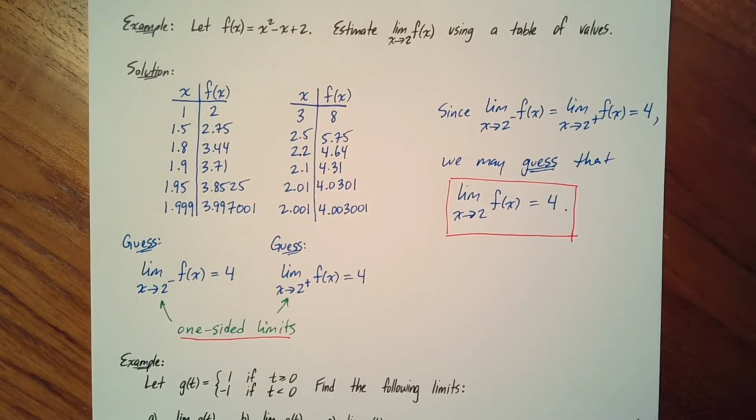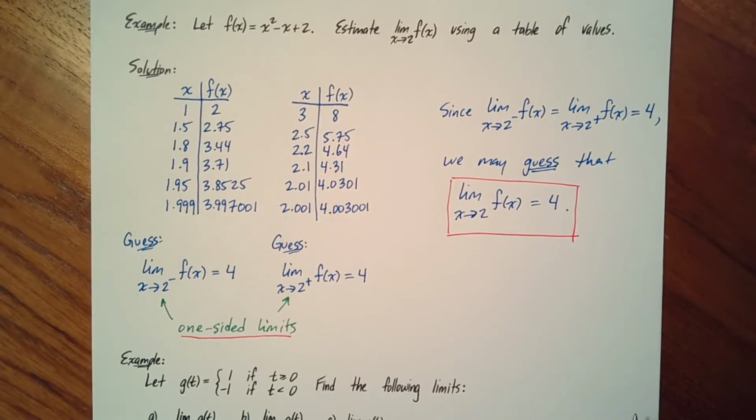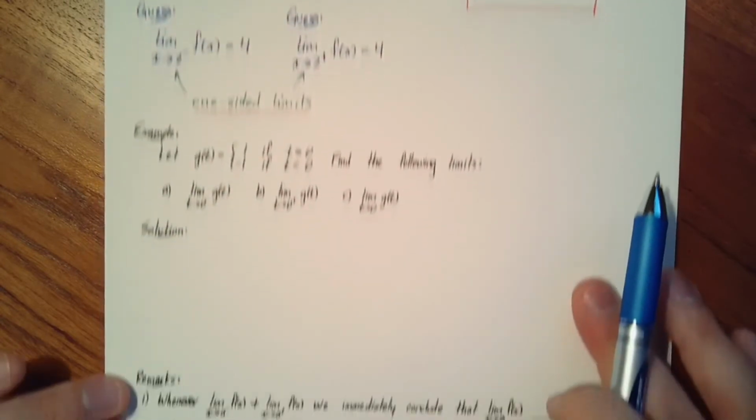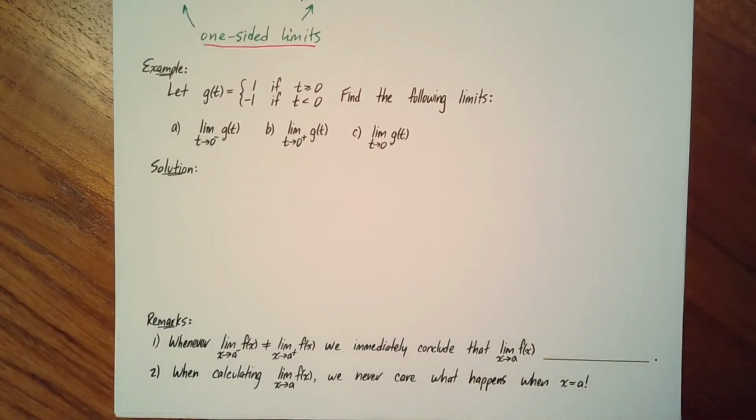One method which is a little bit better is the graphical method. If you have access to the graph of a function, or you can come up with the graph of a function, that will help a lot too. So that's how we're going to do the next example.